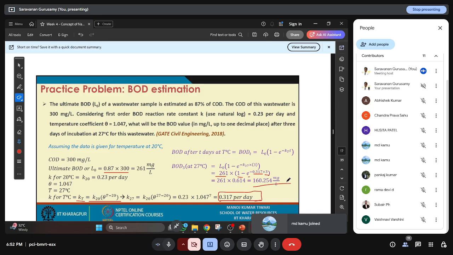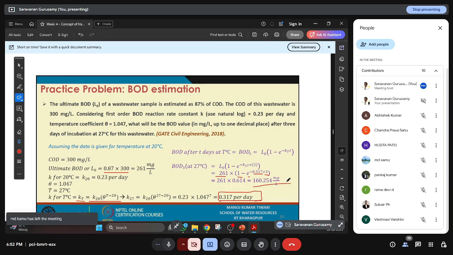Any doubt in this? So the degradation constant will always be at 20 degrees. If they ask for any other temperature, please use the theta value: KT equal to K20 into theta power T minus 20. Substitute the given K20 value, then substitute T, and theta is 1.047, and you will get the value at 27 degrees Celsius. Then use LT equal to L naught into 1 minus e power minus KT formula.